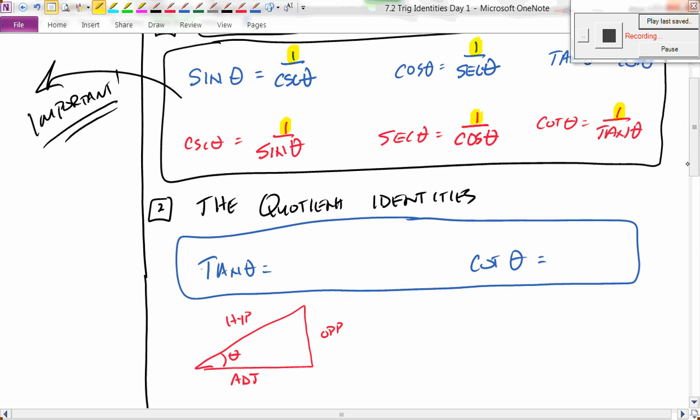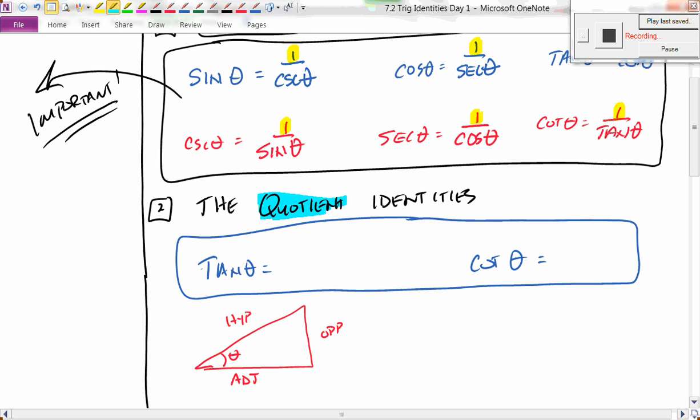Let's talk about the quotient identity. So what's different here from the reciprocal? People always ask, right? Well, the quotient identities mean that we're going to have something other than 1 up on top, on the numerator. And there's only 2 of these. There's the tangent and there's cotangent.